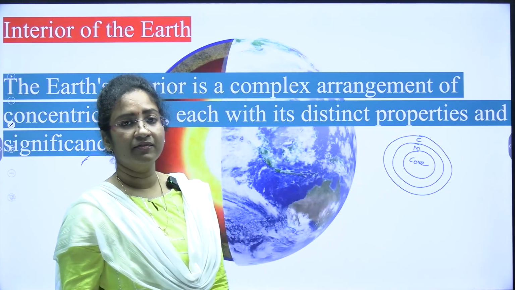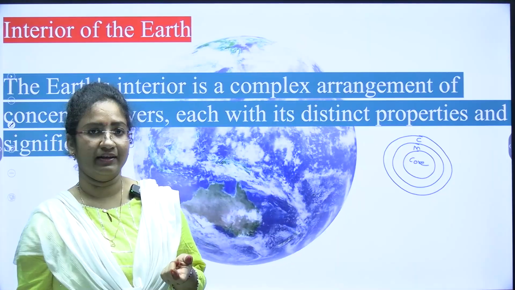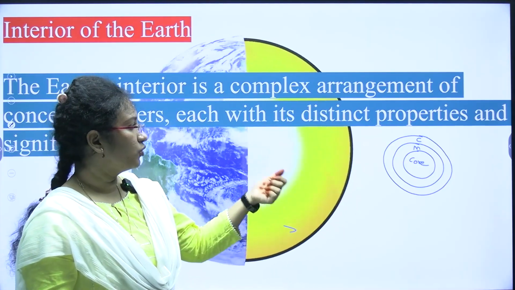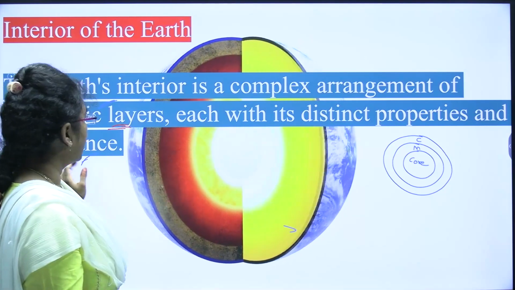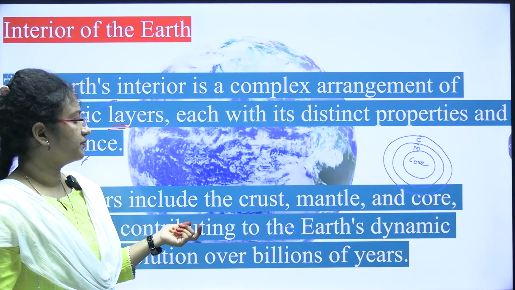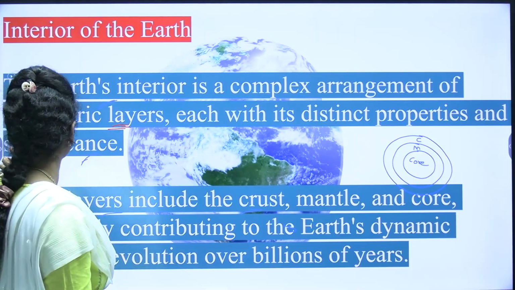So in this way, it's a very complex arrangement of these concentric layers, that is crust, mantle and core. It has its own distinct properties, and it has its own significance. Then these layers, they include our crust, as we have discussed.